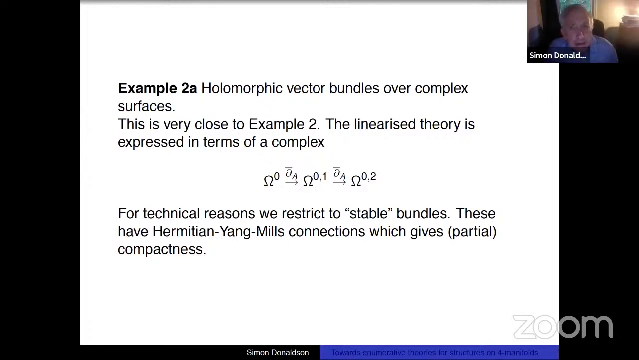Another example, which in a sense is a bit closer to what we want to talk about, is within complex geometry, if we just consider holomorphic vector bundles over a complex surface. So the linearized theory is expressed in terms of a coupled D-bar complex. So we have again values in a certain bundle. We have the naught forms, the 0,1 forms, and the 0,2 forms. Actually, in this situation, we would restrict to what are called stable bundles, and these, in fact, have Hermitian Yang-Mills connections. So in fact, we get back into the same situation as example 2. The existence of these Hermitian Yang-Mills connections gives some sort of compactness of the moduli space of solutions.